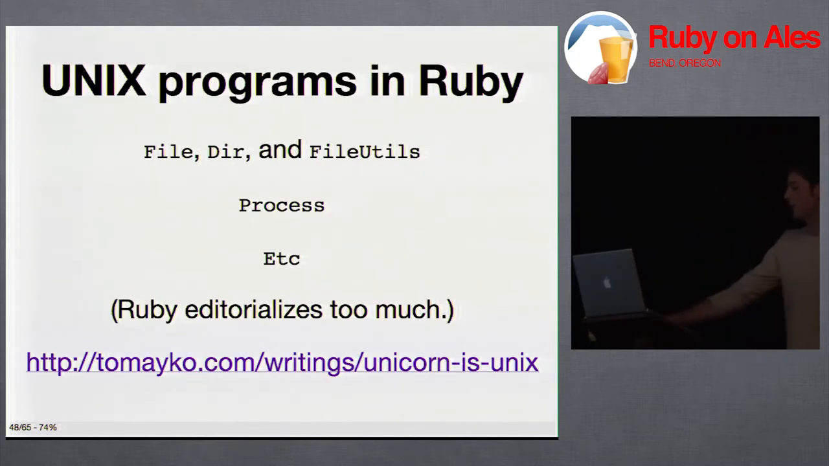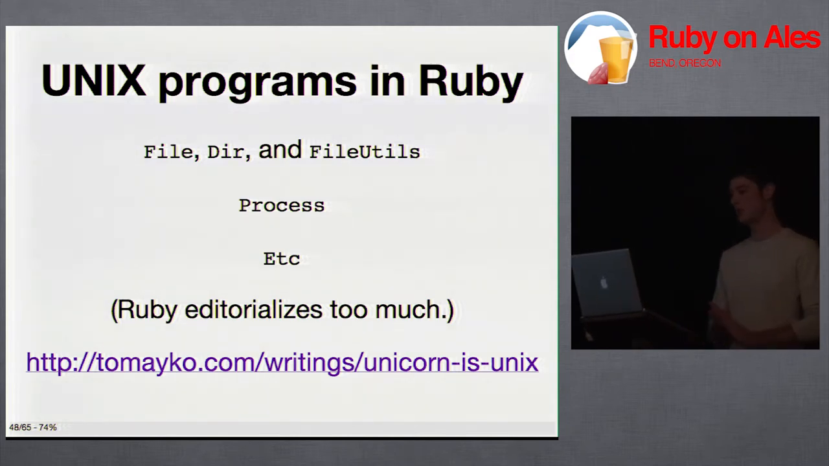Ruby can, of course, do both of these things. And if you're going to write a Unix program in Ruby, you probably should read Unicorn as Unix. And you should probably read the documentation for File, Dir, and FileUtils, which provide a lot of the file system manipulation tools that you might want. And then there's Process and Etc, which provide interfaces into user IDs and permissions, as well as /etc/passwd and /etc/group entries, so that you can fully take advantage of all of the intricacies of Unix users and safety and whatnot like that.